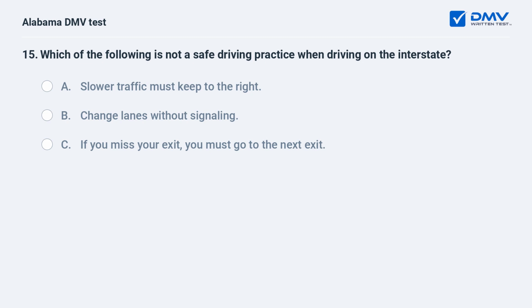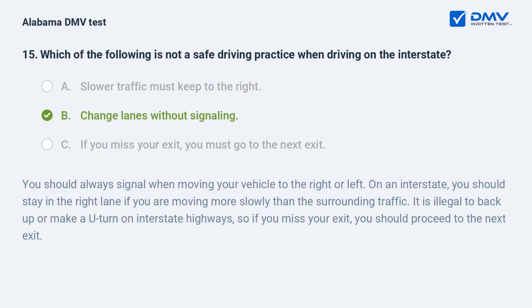Which of the following is not a safe driving practice when driving on the interstate? A. Slower traffic must keep to the right. B. Change lanes without signaling. C. If you miss your exit, you must go to the next exit. The answer is B. You should always signal when moving your vehicle to the right or left. On an interstate, you should stay in the right lane if you are moving more slowly than the surrounding traffic. It is illegal to back up or make a U-turn on interstate highways, so if you miss your exit, you should proceed to the next exit.